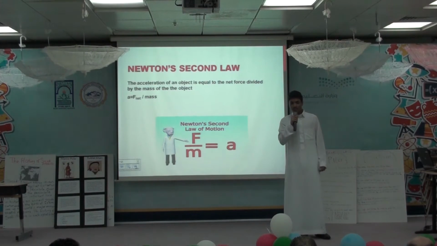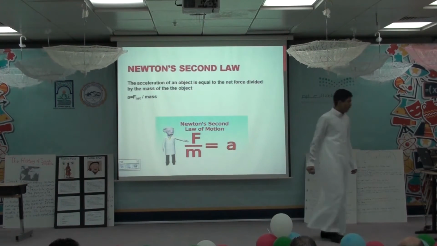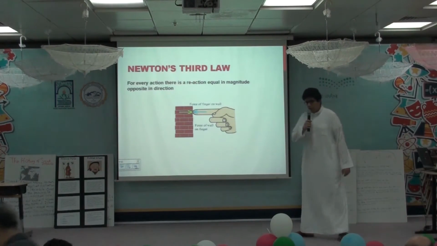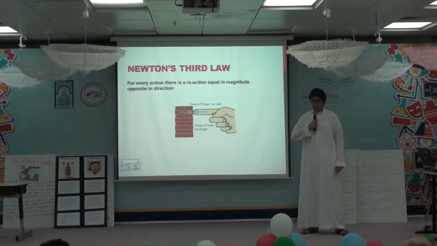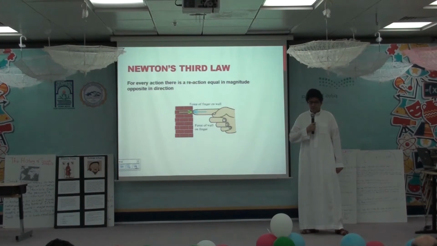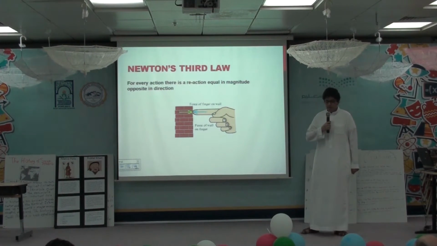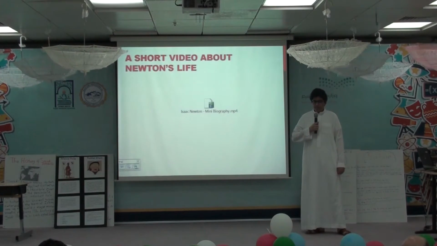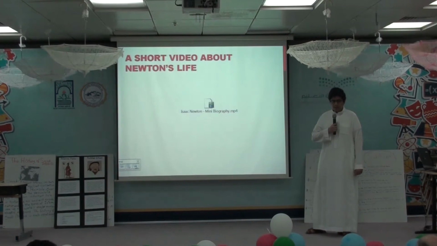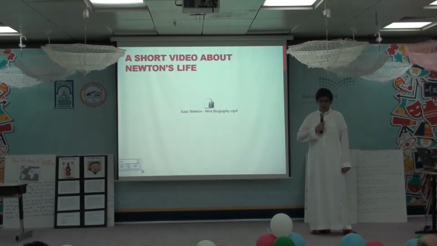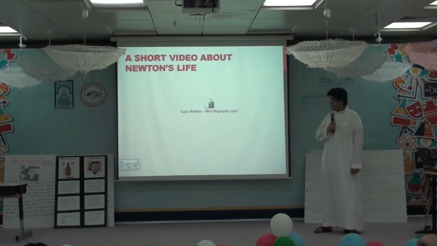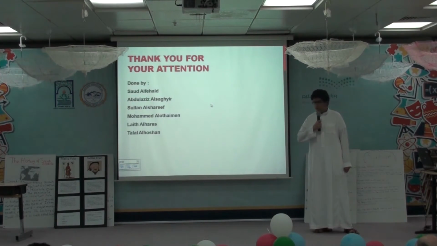Now I'll leave you with Talal al-Hawshan talking about Newton's third law. For every action there is an equal but opposite reaction. This means that for every action force there is a reaction force that is equal in size but opposite in direction. For example, if you have a baseball and a bat, and the action force is the bat hitting the baseball, the reaction force is the ball hitting the bat. Now we're going to show you a video about Newton's life.